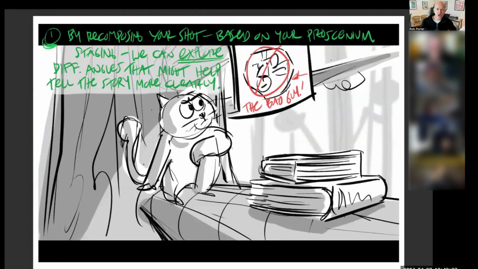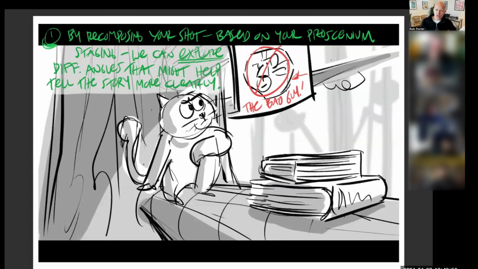By recomposing your shot based on your proscenium staging, we can explore different angles that might help tell the story more clearly. But the bigger question is, you've got to ask yourself, what is the point that I want to convey to my audience? What do I want them to learn? What do I want them to see? And then figure out where to put your cameras based on those questions.